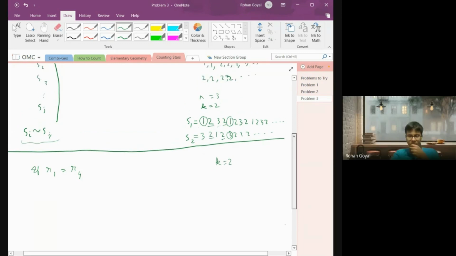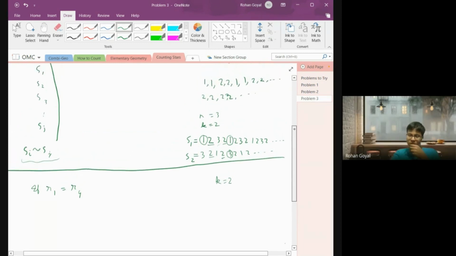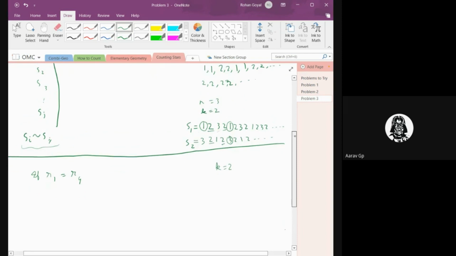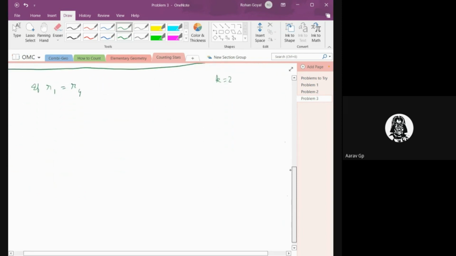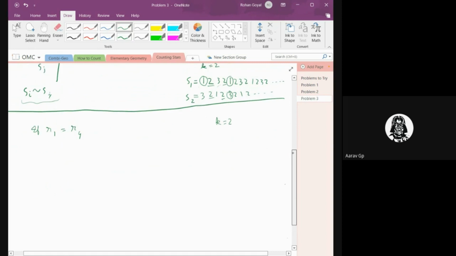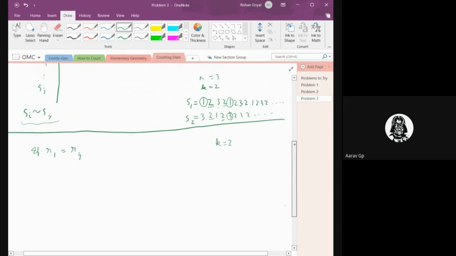Why is R1 equal to R2? That is because I was testing if that was one of the cases. The other case would be that R1 is not equal to R2, in which case R3 will not be equal to R4, and so on. That will be the other case for k equal to 2.